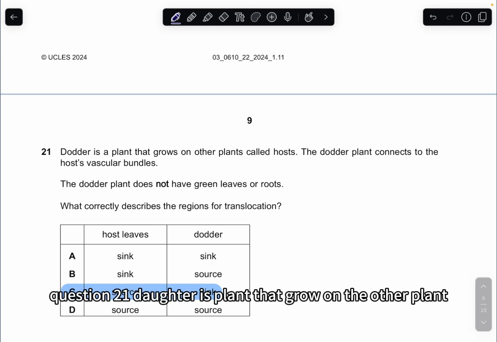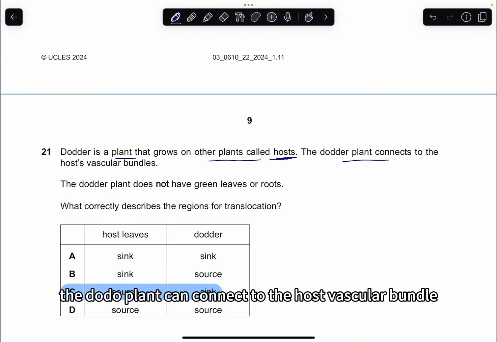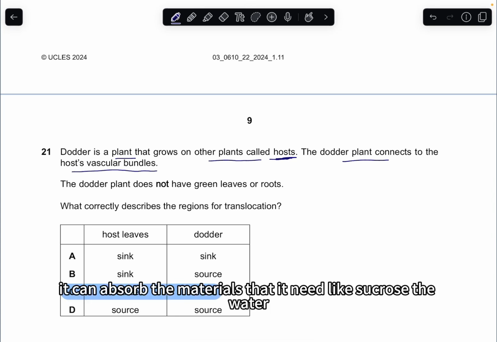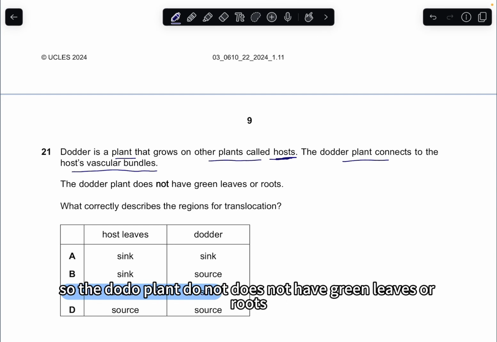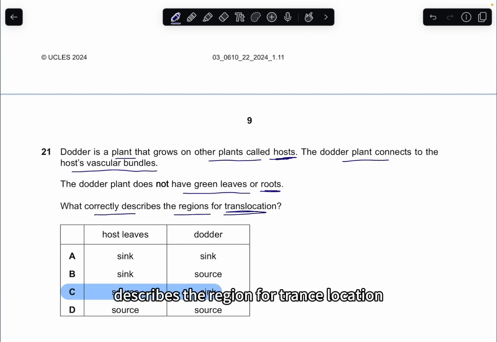Question 21. Dodder is a plant that grows on another plant, which is called the host. The dodder plant can connect to the host's vascular bundle, and then it can absorb the things it needs, like sucrose and water. The dodder plant does not have green leaves or roots. Which correctly describes the region for translocation?